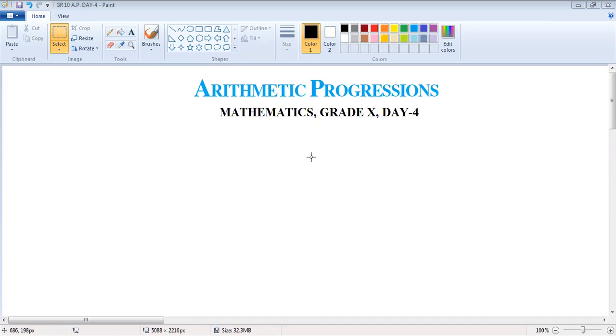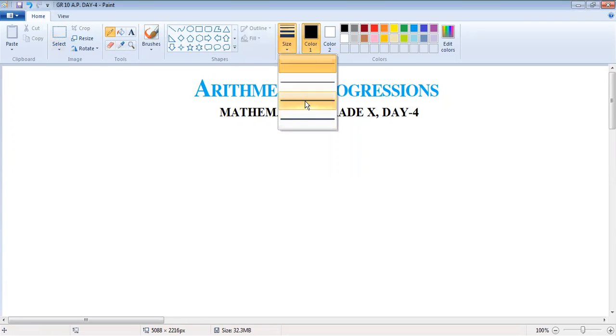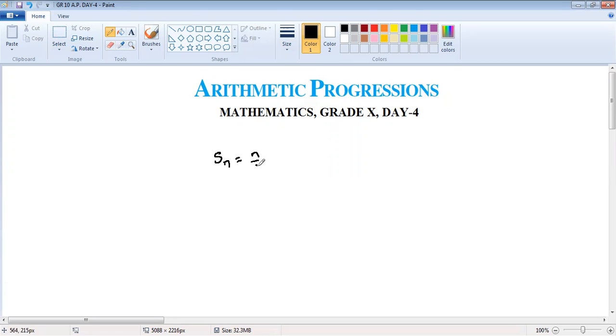Today we are in class grade 10, learning mathematics, and we are doing arithmetic progressions. In the classes so far we have learned the concept of arithmetic progression, how it will be, and the general term. In the previous class we did the sums relevant to the Sn formula: Sn is equal to n by 2 into 2a plus n minus 1 into d.